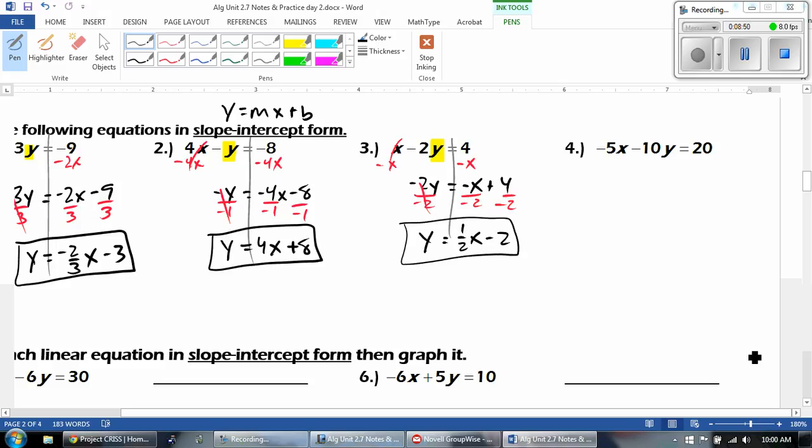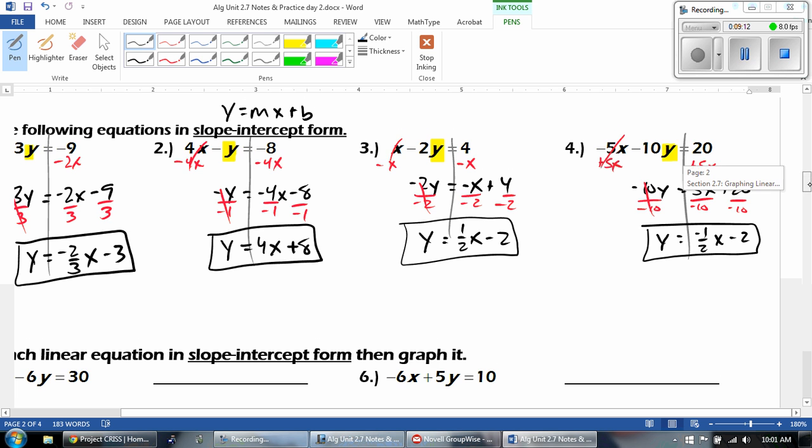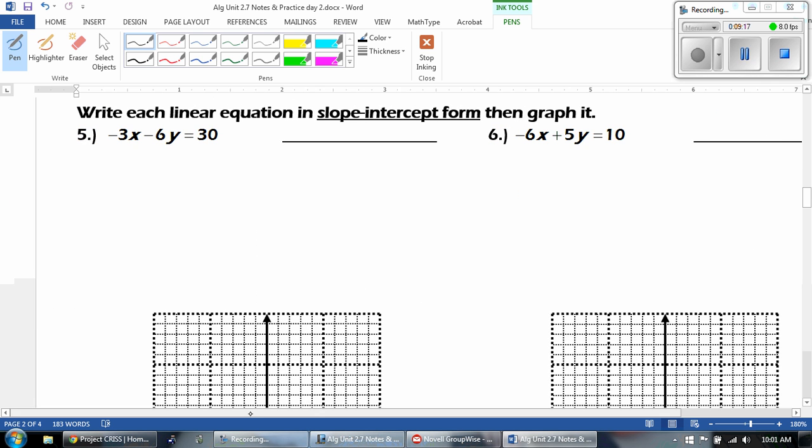All right, number 4, go ahead and pause that video, and good luck. Okay, and you should have gotten negative 1/2 x minus 2. Okay, all we have to do is just watch our signs. Okay, so what we're going to do now is write each linear equation in slope-intercept form, then graph it.